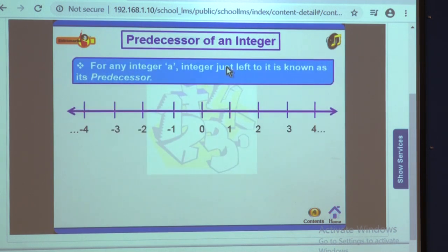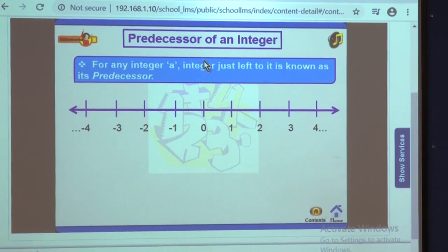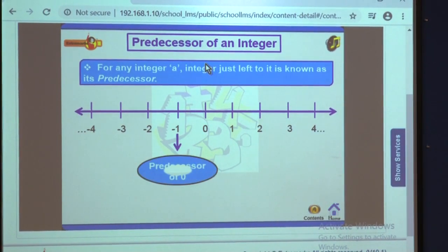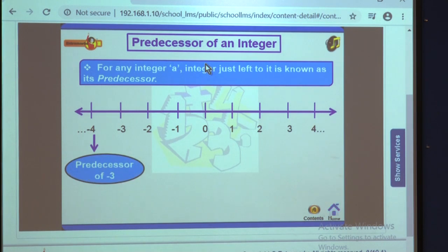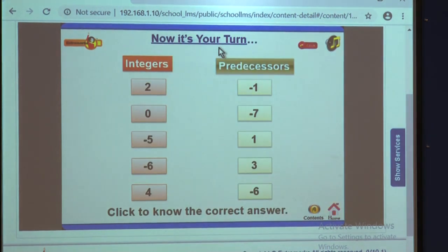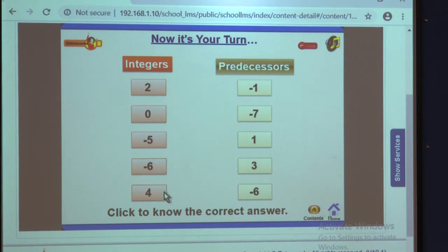Predecessor of an integer. For any integer a, the integer just left to it is known as its predecessor. Here, negative 1 is the predecessor of 0, negative 4 is the predecessor of negative 3, and 3 is the predecessor of 4. Now, it is your turn. We have to find the predecessor of the given integers. Just imagine a number line and give me the answers for all the integers.